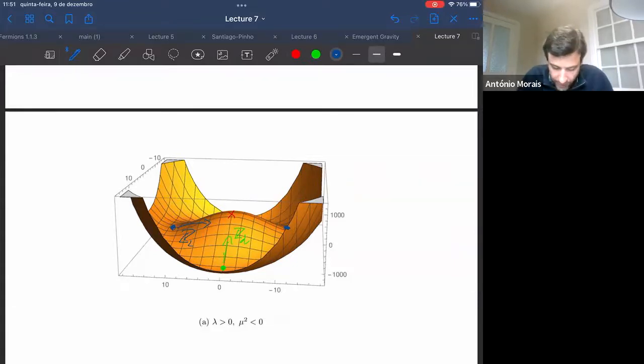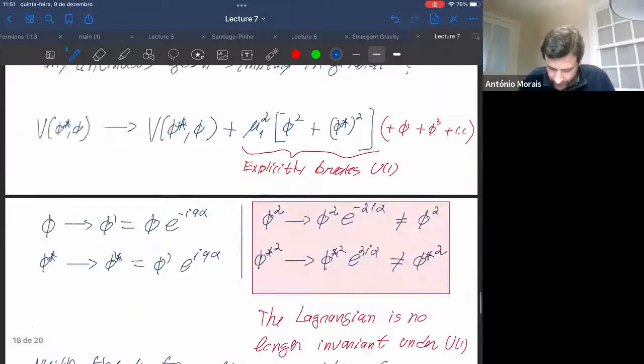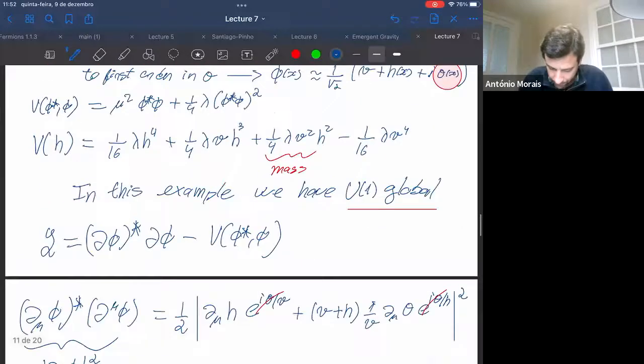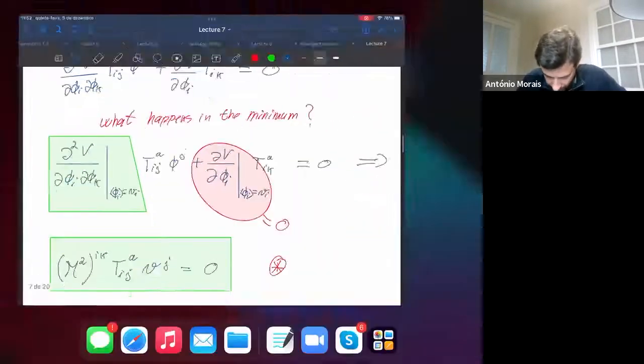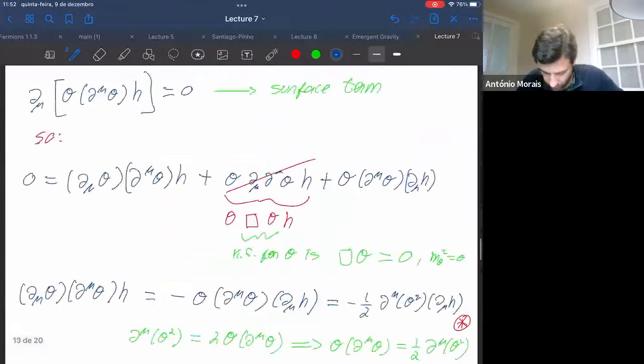Of course, you can say that this is a deviation from the Mexican hat case. The Mexican hat case is this previous one. Let me use the one from the previous lecture. It's the best option.